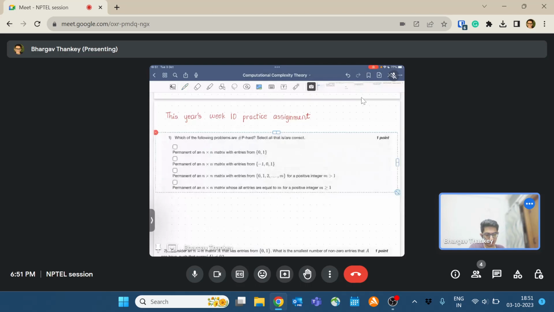The options are: computing the permanent of an n cross n matrix with 0, 1 entries; computing the permanent of an n cross n matrix with entries from -1, 0, 1; computing the permanent of an n cross n matrix with entries from 0 to m for some positive integer m greater than 1; and computing the permanent of an n cross n matrix all of whose entries are equal to m for some positive m greater than or equal to 1. So, which of these are Sharp-P hard?